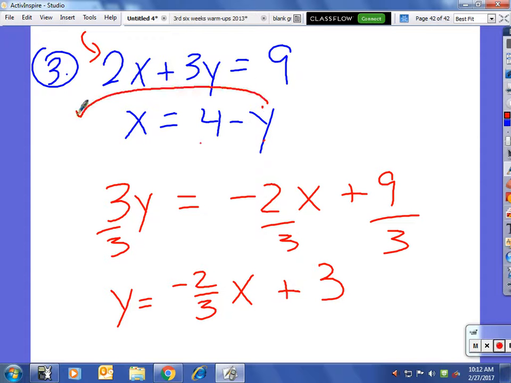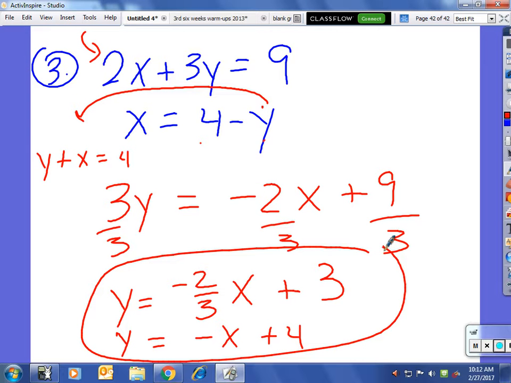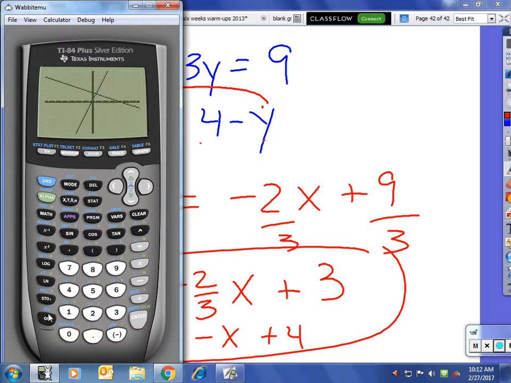If I move this y over here, it's going to become positive y plus x equals 4. You see what I'm saying? Now move the x to the other side. So now I have y equals negative x plus 4. It doesn't take long to convert into slope-intercept form.